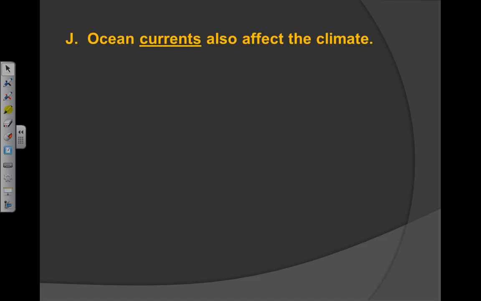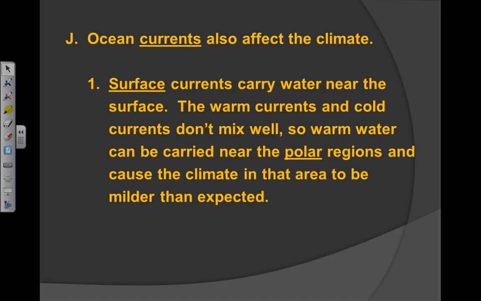Letter J: ocean currents also affect the climate. Number 1, surface currents carry water near the surface. The warm currents and cold currents don't mix well, so warm water can be carried near the polar regions and cause the climate in that area to be milder than expected.